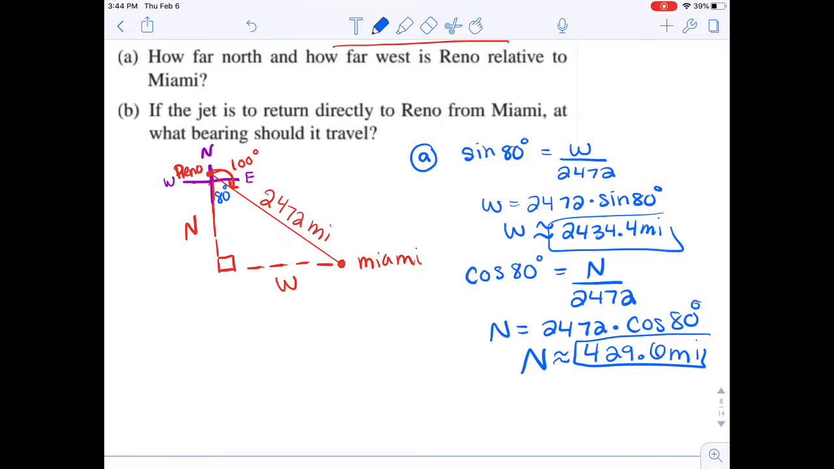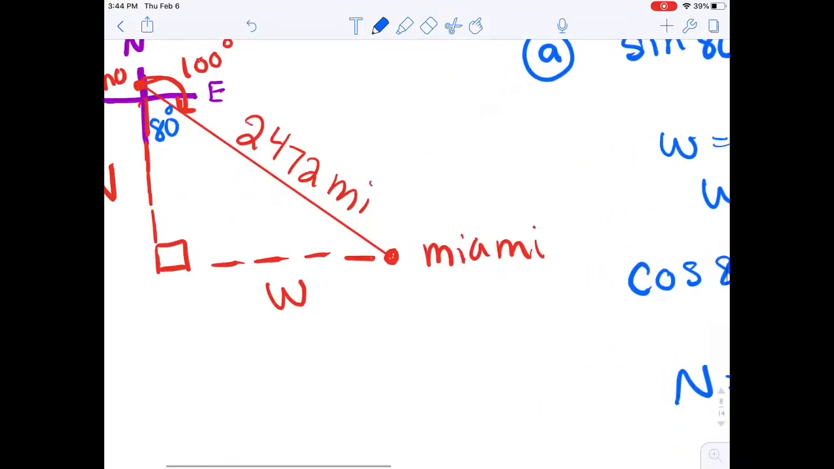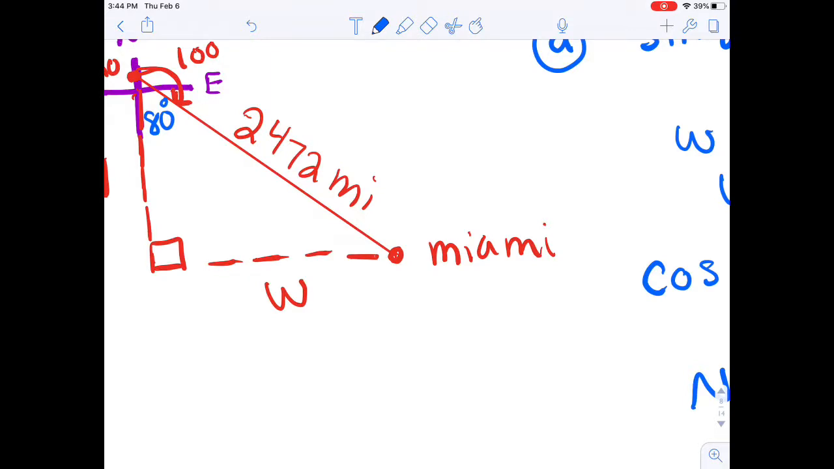So we were able to come up with the picture and then set up some trig functions to find those two missing sides. So far, nothing of the work is different, just the picture is more challenging to create. So part B says if the jet is to return directly to Reno from Miami, at what bearing should it travel? So I'm going to zoom in on my picture here. So we're saying if we wanted to go directly back from Miami to Reno, what bearing, what angle would I have to use? So I am going to create my north-south line.